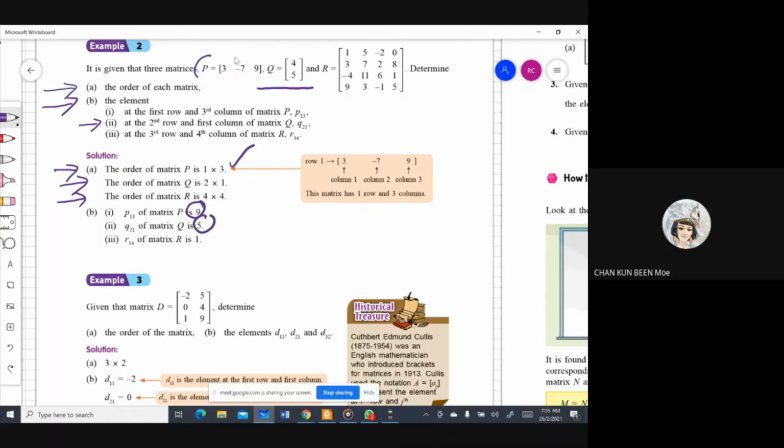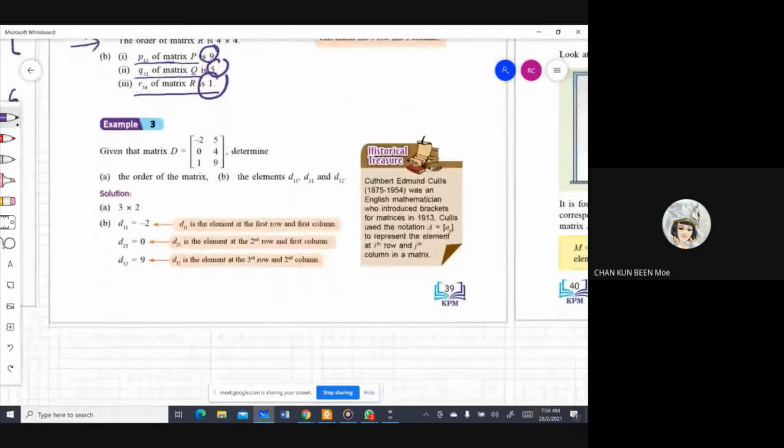And then for the third one, the third row and fourth column of matrix R. So this is matrix R. They want the third row and fourth column. So R34. You refer to the third row and the fourth column. So the answer is 1. So the way you answer it, you look at this. P13 of matrix P is 9. Q21 of matrix Q is 5. And then R34 of matrix R is 1. Okay. Now we look at example 3.